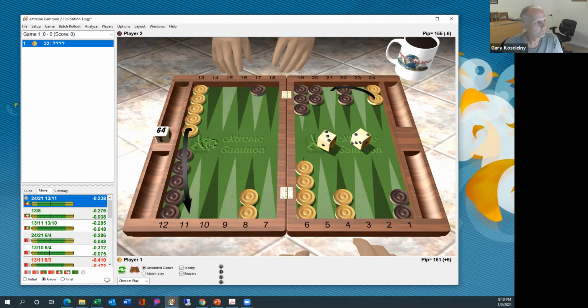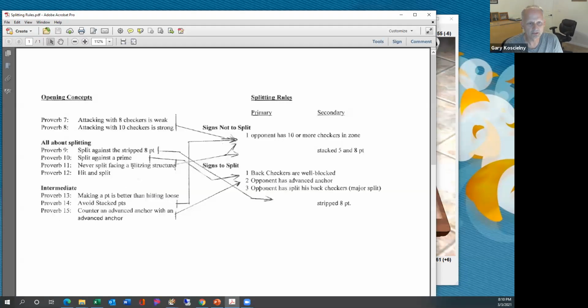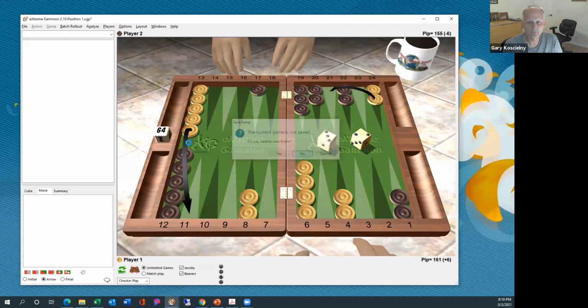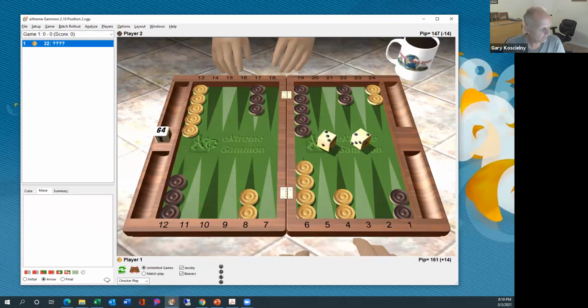What Michi does talk about, and we'll go over that now, is he says never split facing a blitzing structure. And so what does he mean by that? So, bring it up. He means something very specific, and he gives 2 very specific guidelines to what a blitzing structure is. So I'll read them to you.